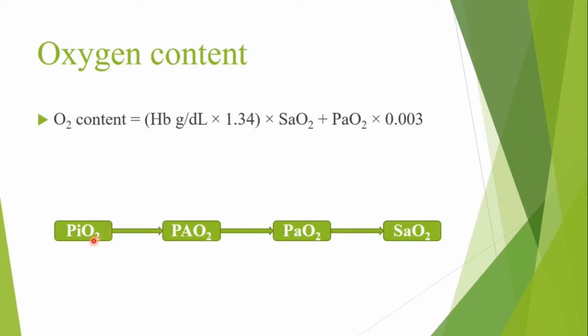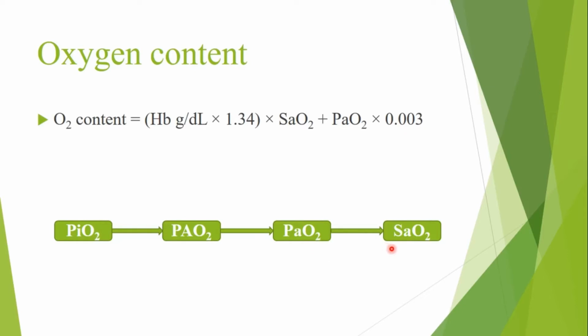The partial pressure of oxygen in the inspired air is termed PiO2, and as PiO2 increases, it increases the partial pressure of oxygen in the alveoli, and it is called PAO2. And as the partial pressure of oxygen in the alveoli increases, it increases the partial pressure of oxygen in the arterioles, and this is called PaO2. And as this increases, it increases the oxygen saturation.